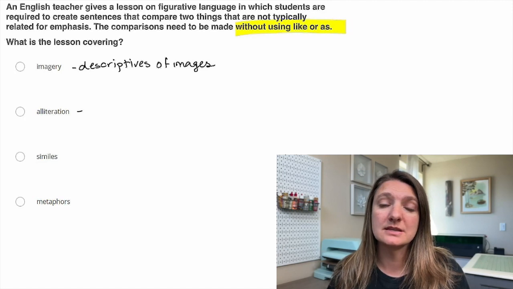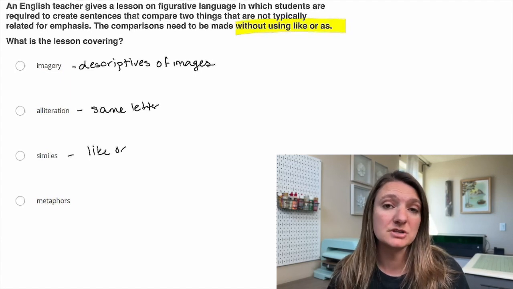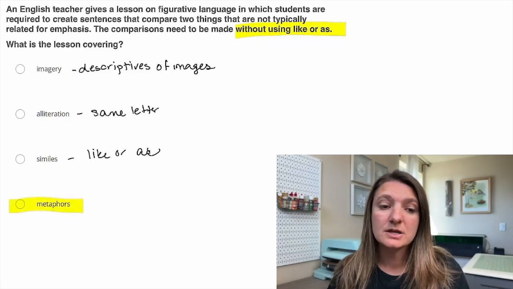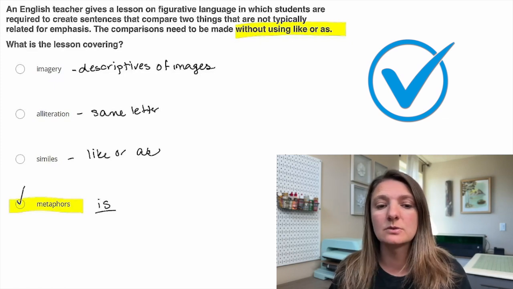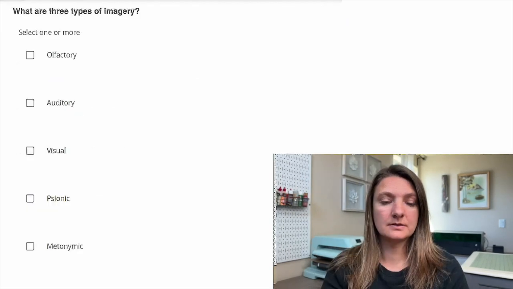Alliteration is where you're using similar sounding words, or actually the same or similar letter. Similes are comparing two different things, but we are using like or as. Metaphors, we are comparing two different things, but we're not using like or as. So that is going to be our correct answer. A metaphor would be like, she is a tornado. We're not using like or as. We're not saying she is like a tornado. We're saying she is. Okay, so our answer is metaphor.